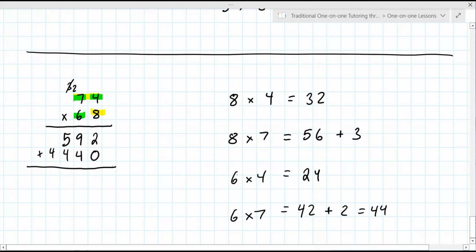And now we just add up vertically. Now we're just adding. 2 plus 0 is 2. Then we add 9 plus 4, which is 13. So that's 3 with a carry of 1. Then it's 5 plus 4 plus the carry, which is 10. That's a 0 with a carry of 1. And then 1 plus 4 is 5.